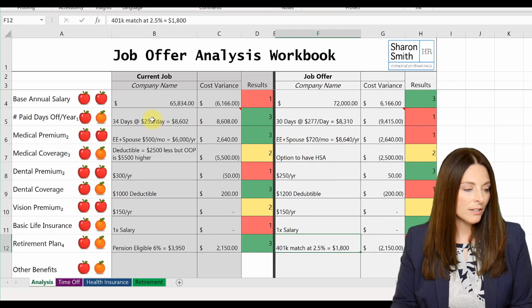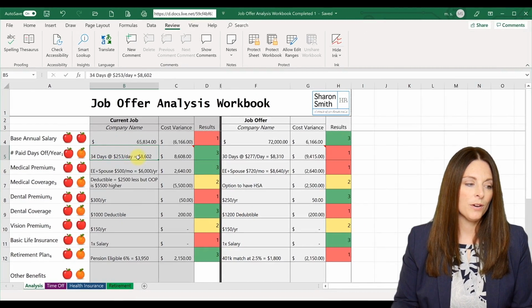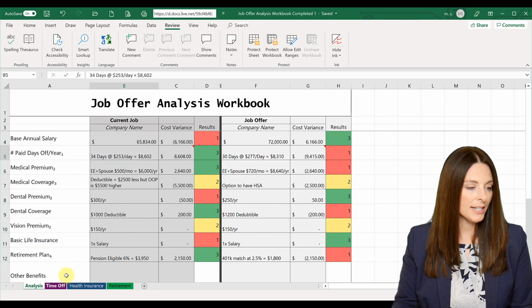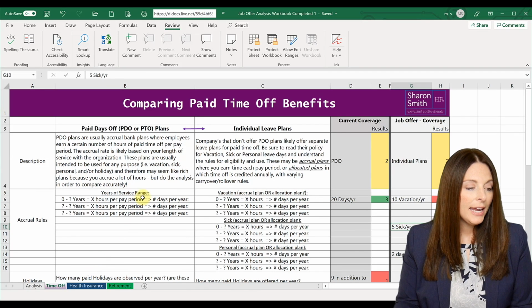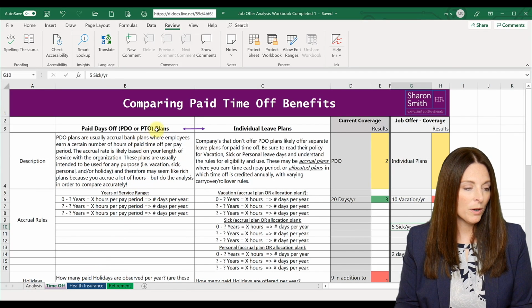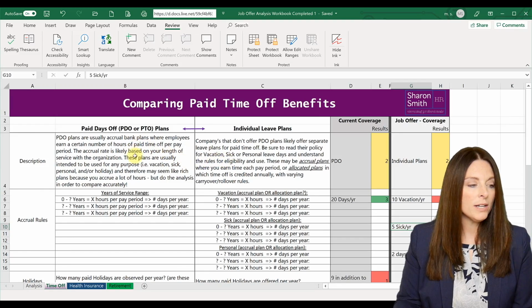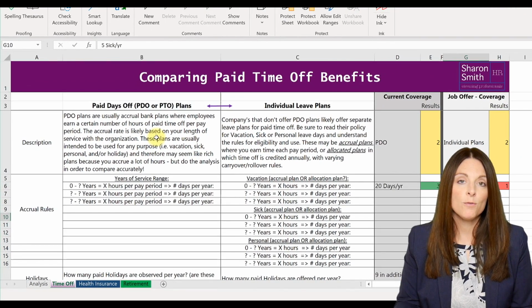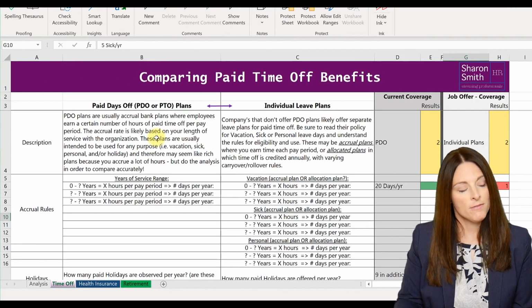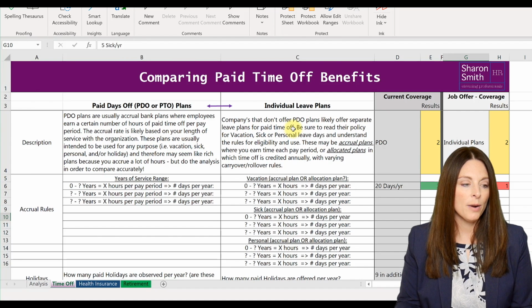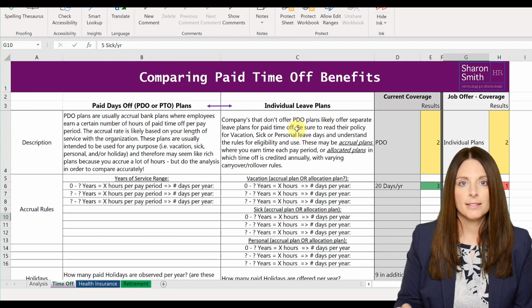So let's go take a look at the paid days off. This is where we're comparing apples to oranges because you may have a completely different type of time off plan. On this tab, where we're comparing paid time off benefits between 2 different employers, I've included 2 of the most typical types of paid time off plans that are available. One is a PDO plan, or paid days off, or a PTO plan, paid time off. The other is individual leave plans, where a company may break out separate vacation banks, sick banks, or personal time.